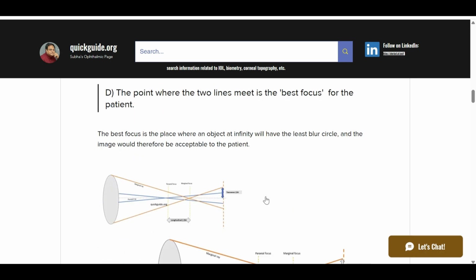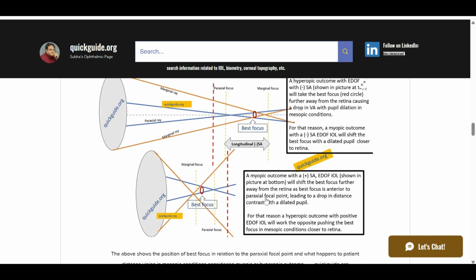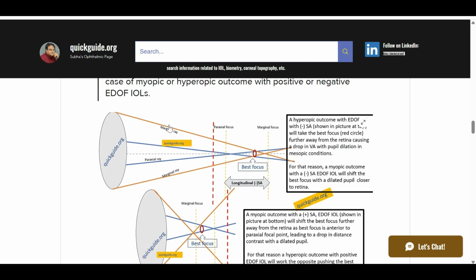So with a positive spherical aberration, you will find over here in this drawing, this is the patient's best focus. We know it is somewhere between the paraxial focal point and the marginal focal point, right? Now, with a negative spherical aberration, this is an example of negative spherical aberration, right? Because the marginal rays of light are falling beyond the paraxial focal point. So the best focus is actually after the paraxial focal point. So best focus is here with this red circle. It is after the paraxial focal point.